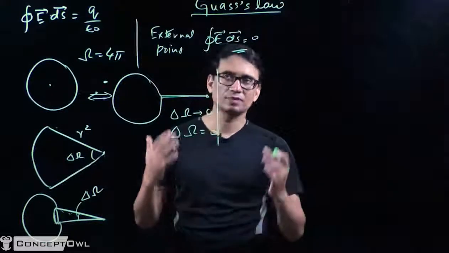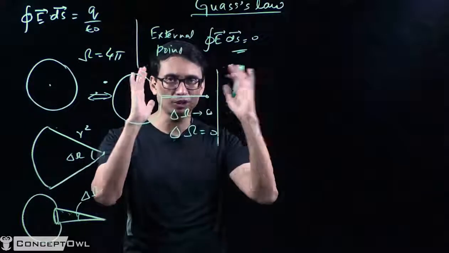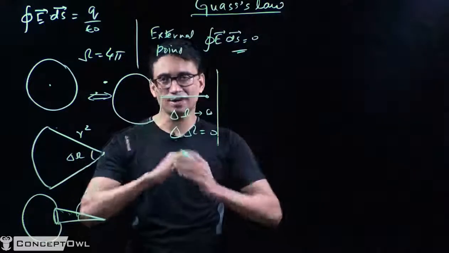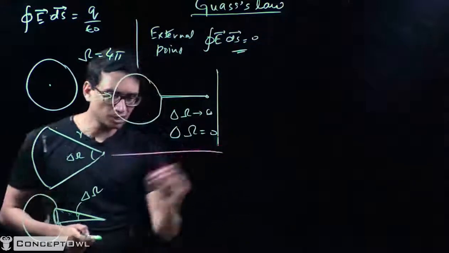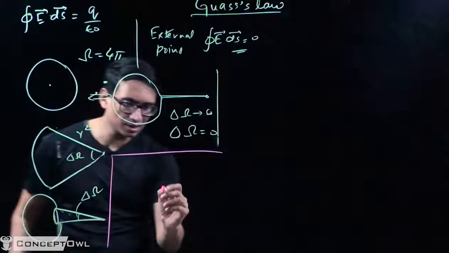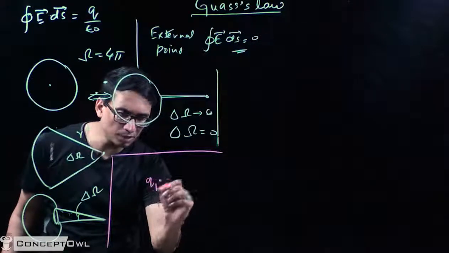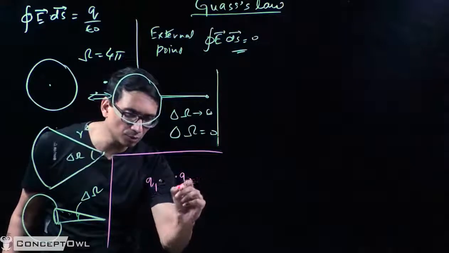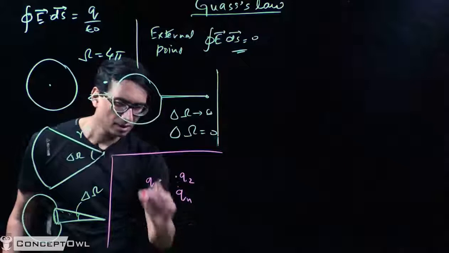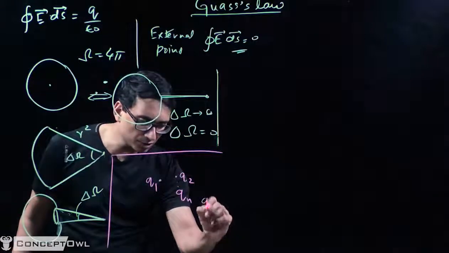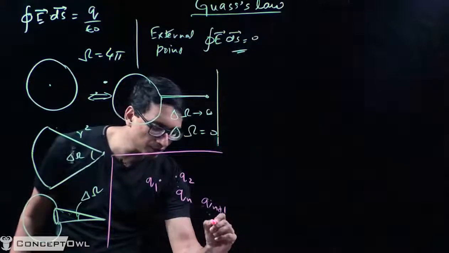And now, based on these concepts, let us try to prove Gauss's law in general for any charge distribution. So let me state the problem. The general problem statement is as follows. Let us say there are a bunch of charges. Let us say there's one charge Q1, there's a charge Q2, and so on, up to charge Qn. And then there are further charges Qn plus 1, and so on up to, let us say, Qk.